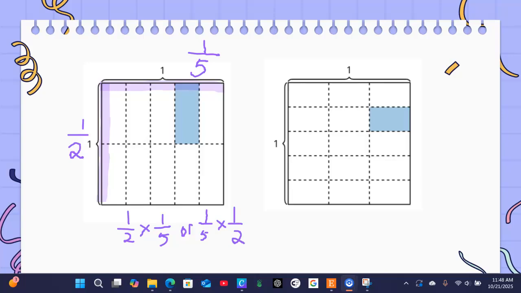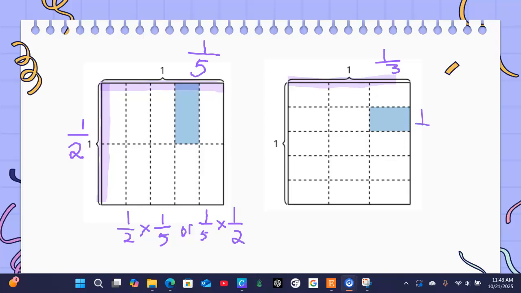I'm going to use that same strategy that I did before. I took a look at the top. How much do I count going across? I see 1, 2, 3. So I'm going to make this side 1/3. And this side going down on the right. The reason why I'm choosing the right is because that's where the shaded portion is. That'll be 1, 2, 3, 4, 5.